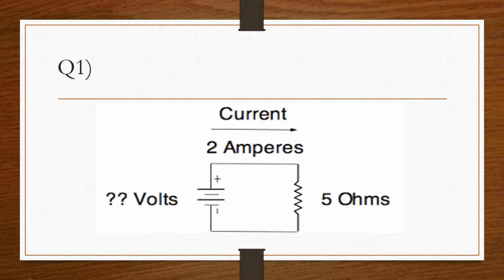Alright guys, we look at the circuit given below. We're supposed to find the voltage between the positive and the negative terminal of the battery. We're given the current is 2 amps and the resistance is 5 ohms. So we apply Ohm's law, which states that V = I × R. I is 2 amps and resistance is 5 ohms. So that gives us 5 × 2, which is 10 volts.